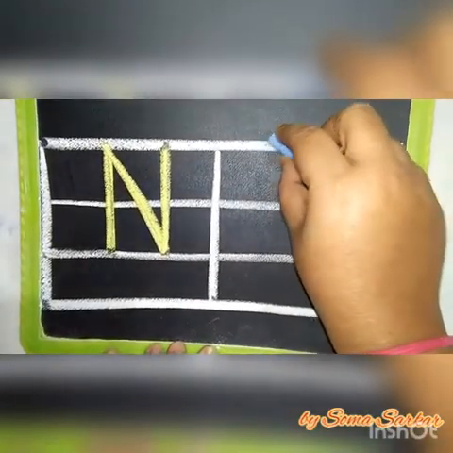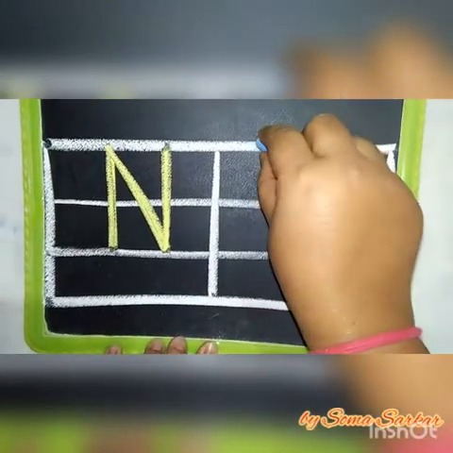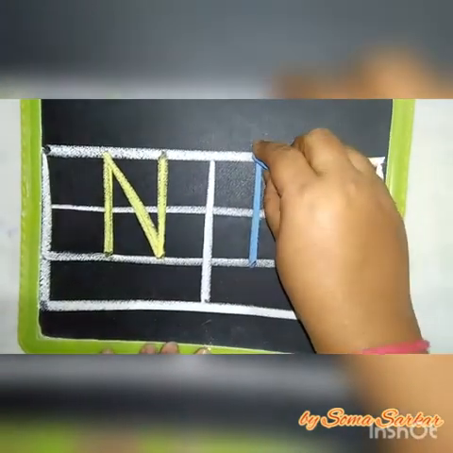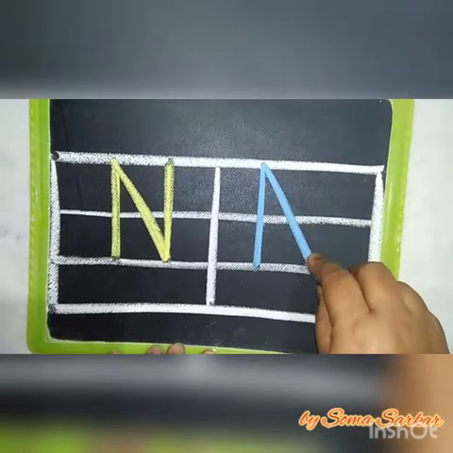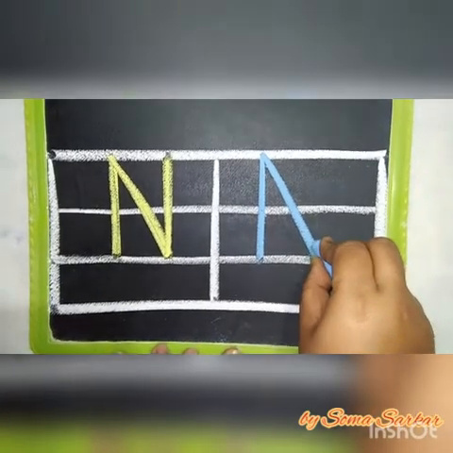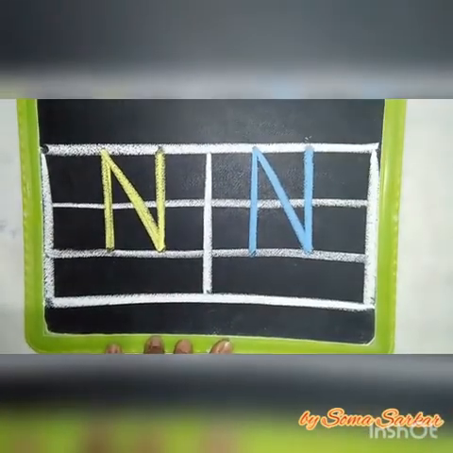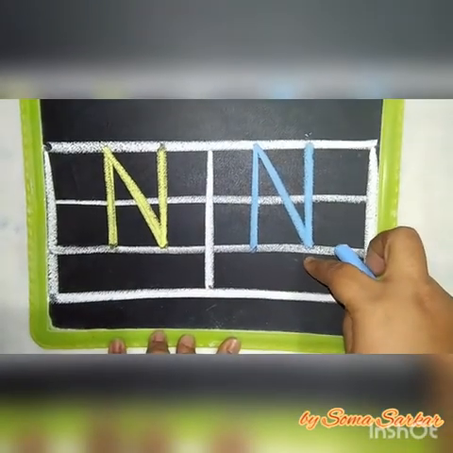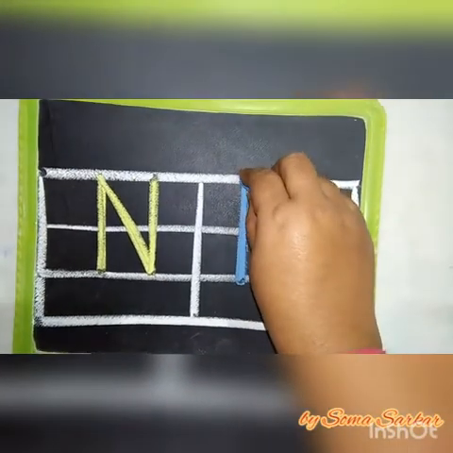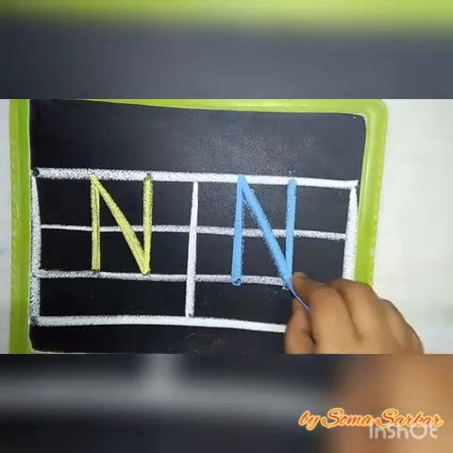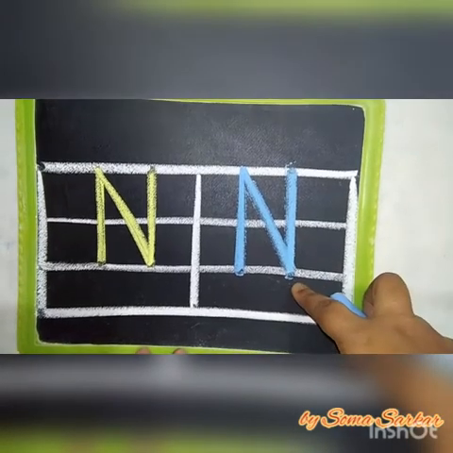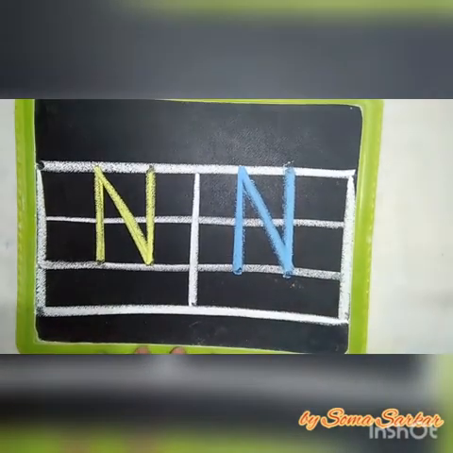Start from here. From top to down, standing line. Again go on top. Draw slanting line. And from this point, go up straight. And it's done. Capital letter N. Again do it. Standing line. Go on top. Slanting line. And from this point, go up straight. This is capital letter N. Very good kids.